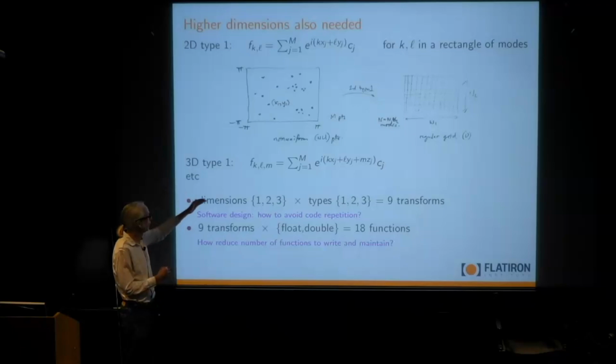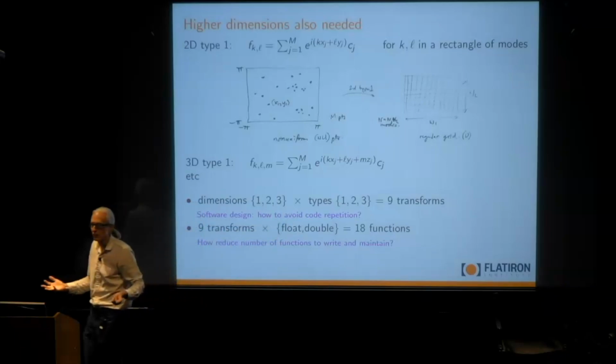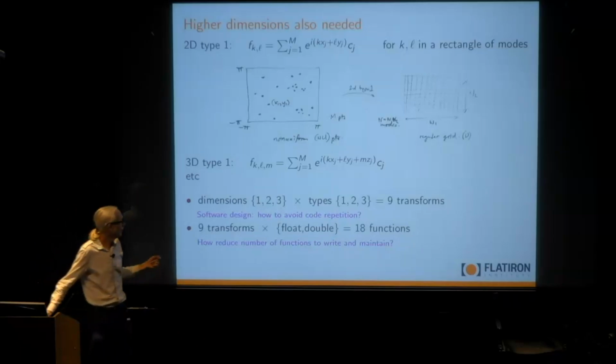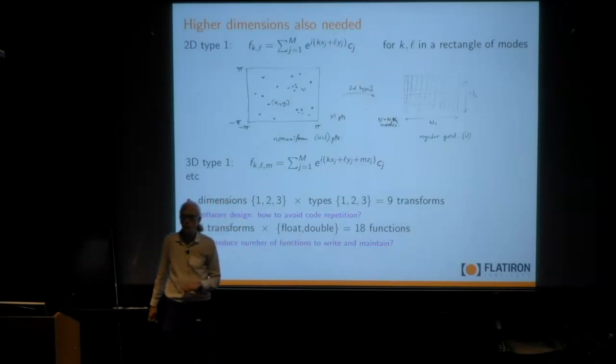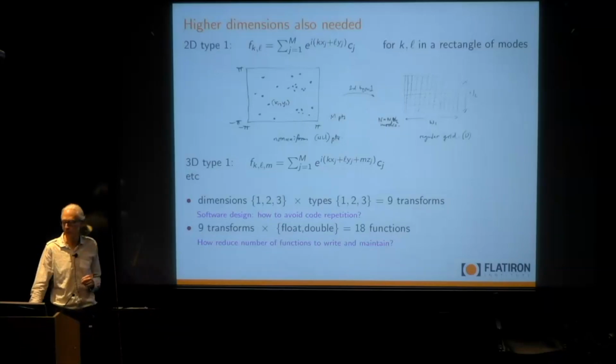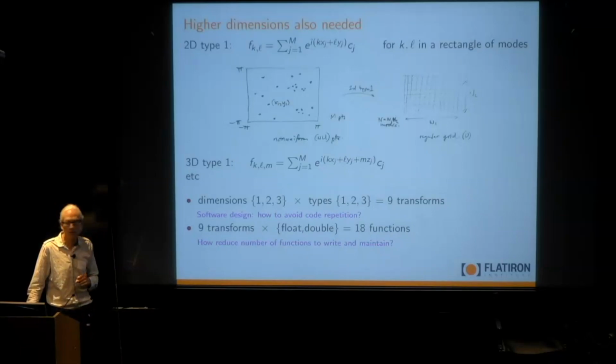You're already noticing, well, we've got 3 dimensions that we care about in most applications, and 3 transform types. So that's 9 different transforms we have to think about. How are we going to avoid code repetition there? We also want to do it at 2 precisions generally. People in scientific codes like to either save RAM or maybe get a little extra speed sometimes with 32 instead of 64-bit floats. So how are we going to maintain 18 functions? Something to think about.